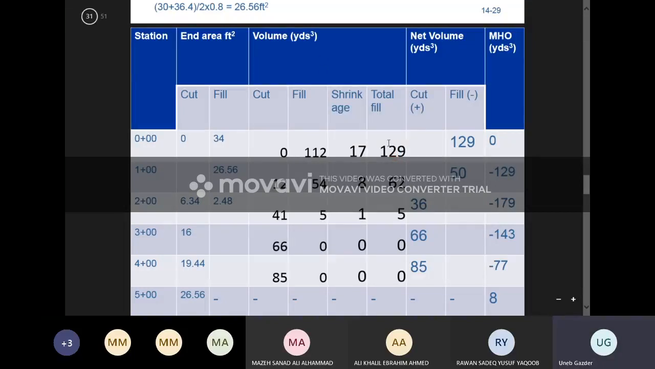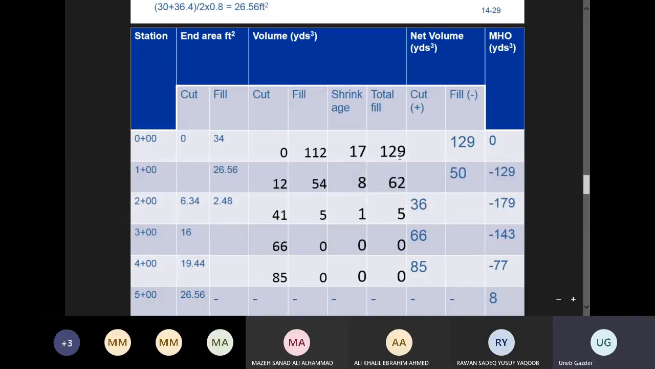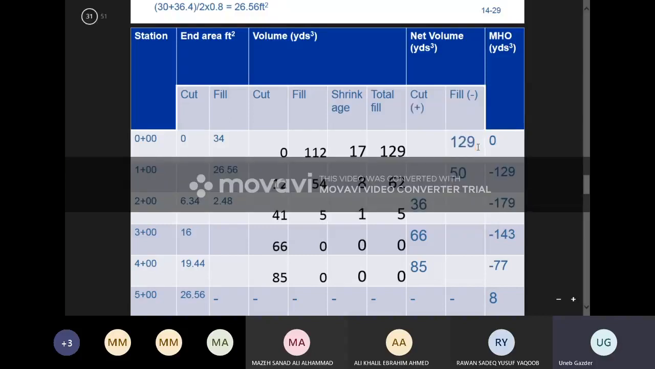So you do cut minus fill. So cut is 0 here. Fill is 129. So cut minus fill will give you minus 129, right? So minus means that you will write it in the fill column.